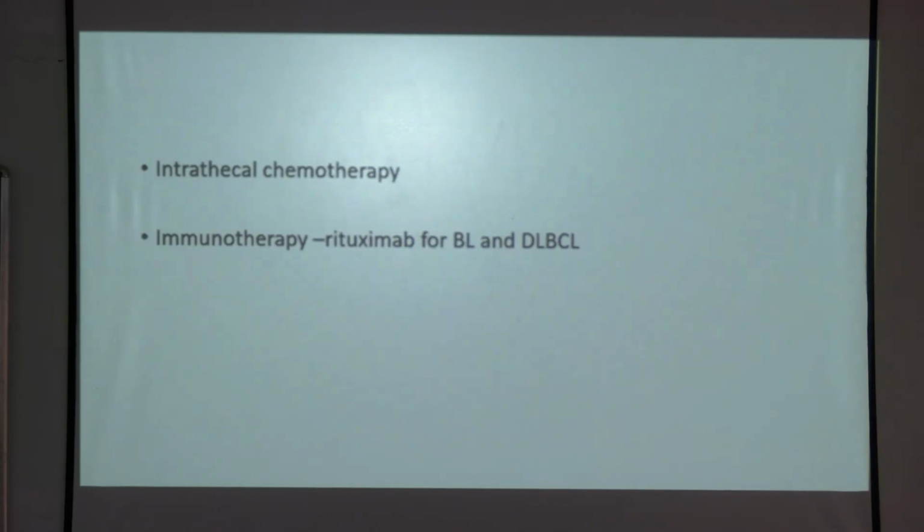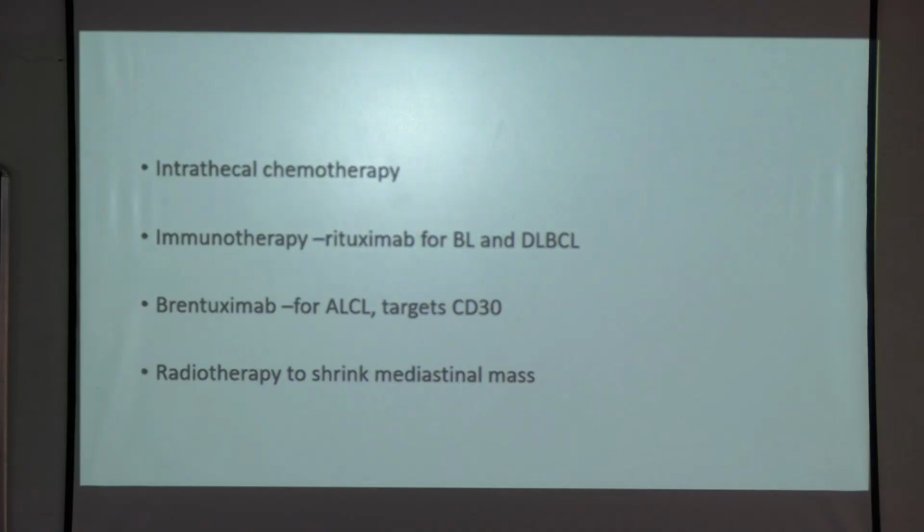If it is positive for CD20, then only it will act, otherwise of no use. Rituximab for Burkitt's and diffuse large B-cell lymphomas. Brentuximab for anaplastic large cell lymphomas that targets the CD30. And radiotherapy is used to shrink the mediastinal mass if required.